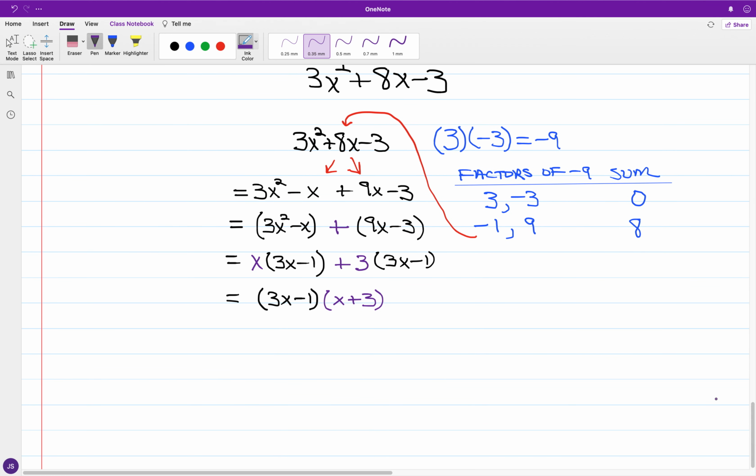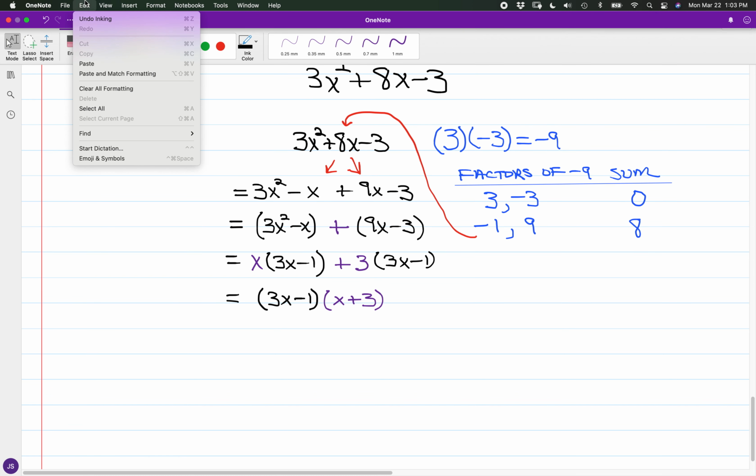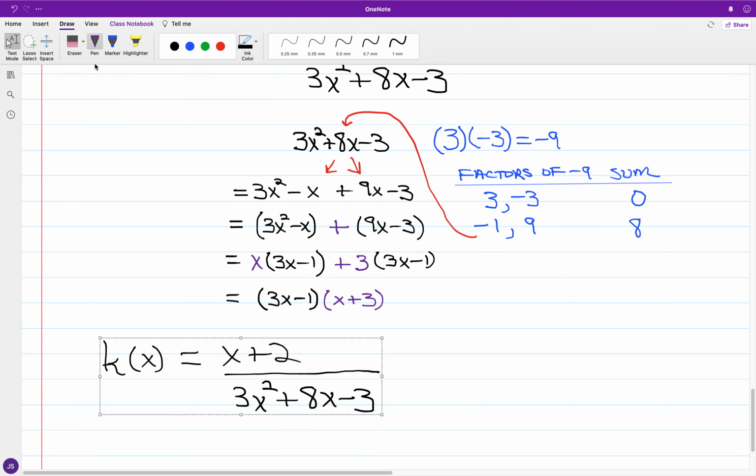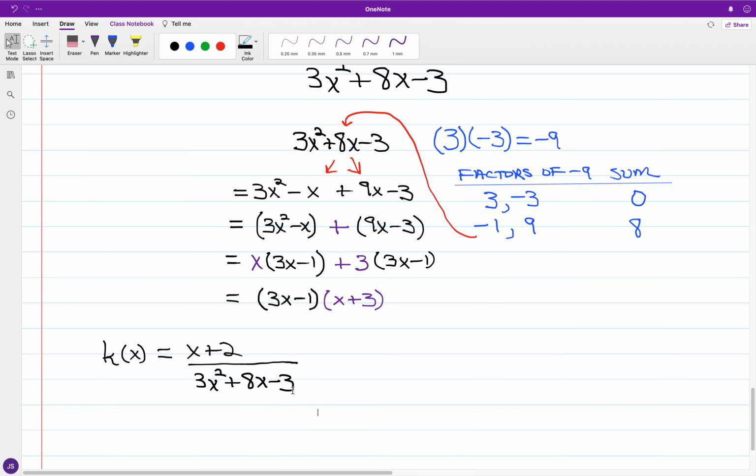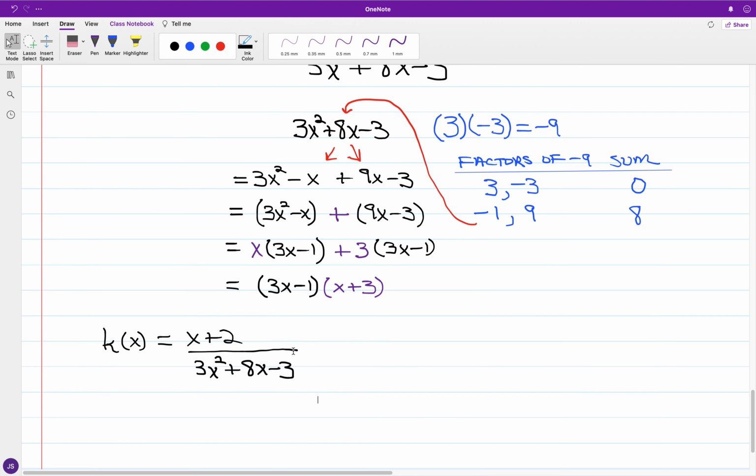Now, looking at what we have for problem 20. So again, this is our original function. And again, for the function to be defined, the denominator cannot be equal to 0.